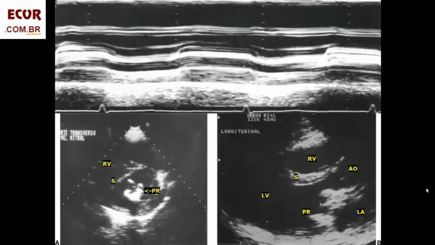Remember that we usually see the leaflets as a very thin structure. M mode of a calcified prosthetic valve producing regurgitation looks like the same aspect as seen when it produces stenosis.